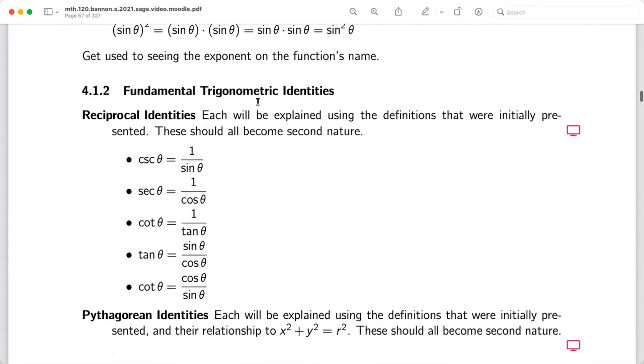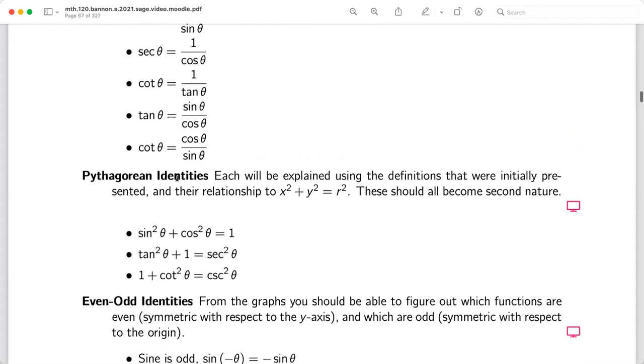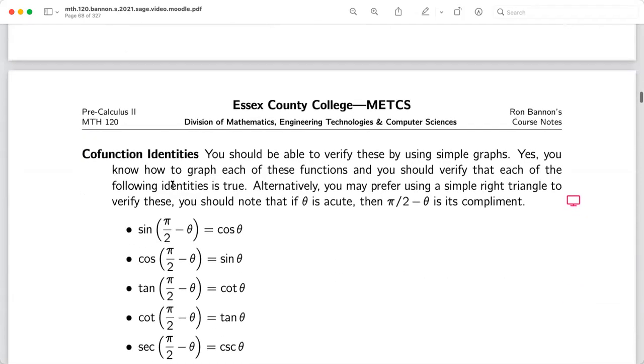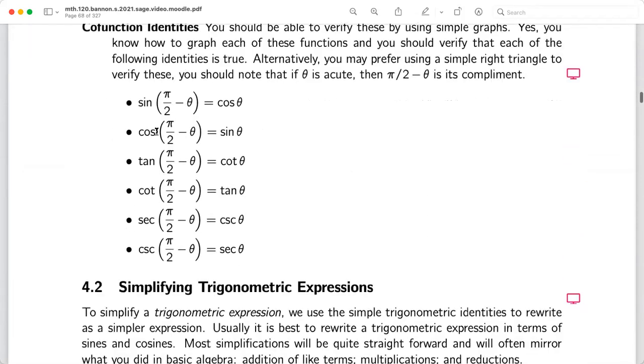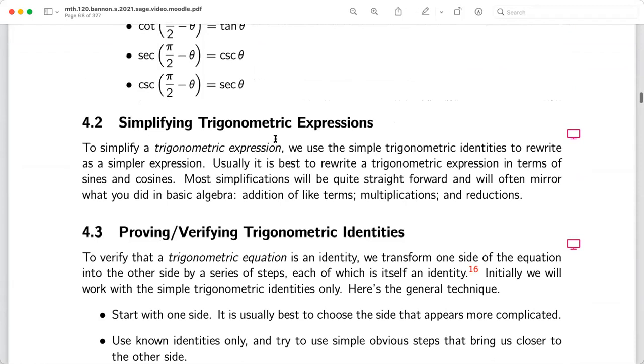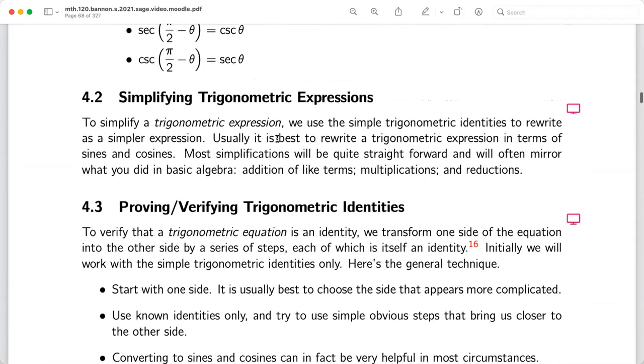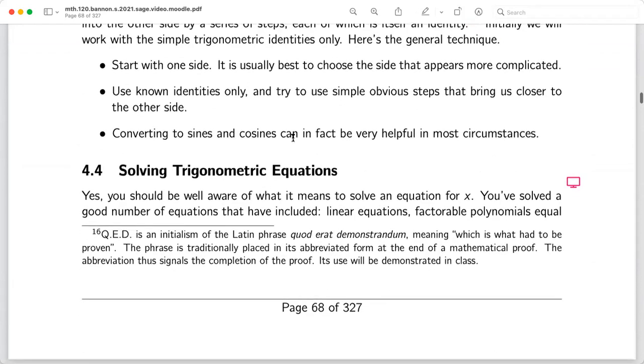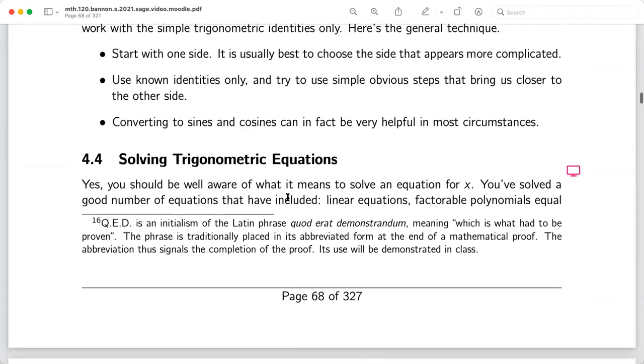We talked about fundamental identities. We talked about Pythagorean identities. We talked about even odd identities. I know it's difficult. We went through all this. We talked about cofunction identities. We talked about simplifying trigonometric expressions. We talked about proving a trigonometric identity. We talked about solving a trigonometric equation. Yes, it was a lot of material.